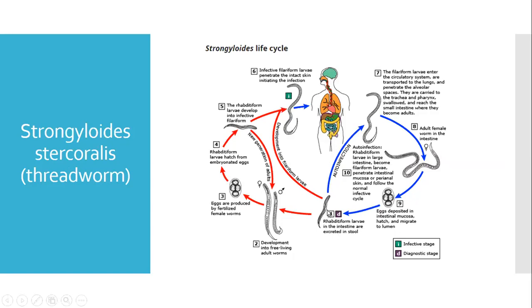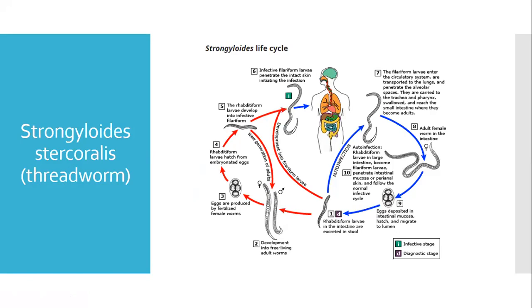The larvae, once they've been excreted in the stool and land up in the environment, would then develop into these filariform larvae, which is the infective stage, or they can develop further into the adult male and female worms, who then have the eggs, which become the rhabditiform larvae, and then this cycle can actually continue cycling outside of the host.